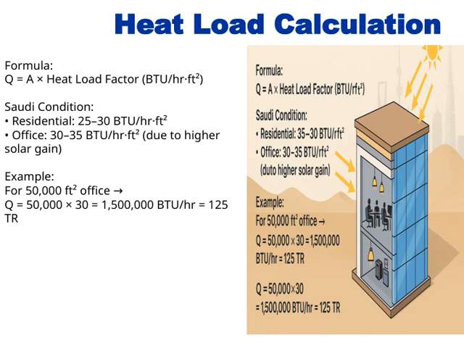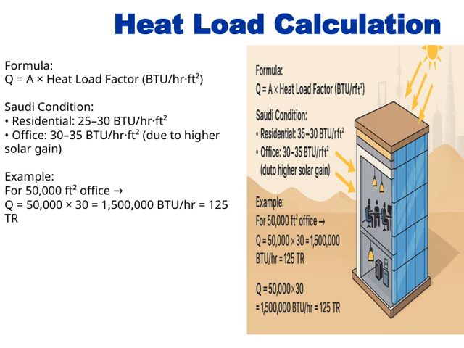Let's take a look at how we calculate heat load. The fundamental formula is Q equals A times the heat load factor, which is measured in BTU per hour per square foot. Essentially, this helps us estimate how much cooling capacity we need based on the area. Now, considering the Saudi conditions, for residential spaces, the heat load factor ranges from 25 to 30 BTU per hour per square foot. But for offices, it's a bit higher, around 30 to 35 BTU per hour per square foot, mainly because of increased solar gain due to larger windows and higher occupancy.